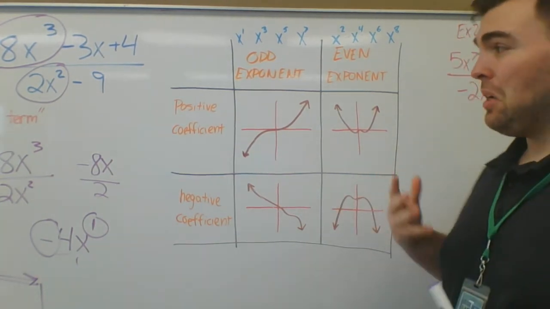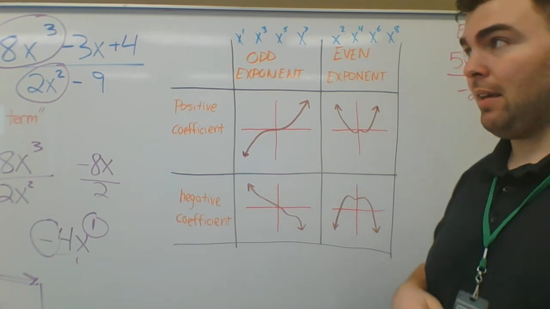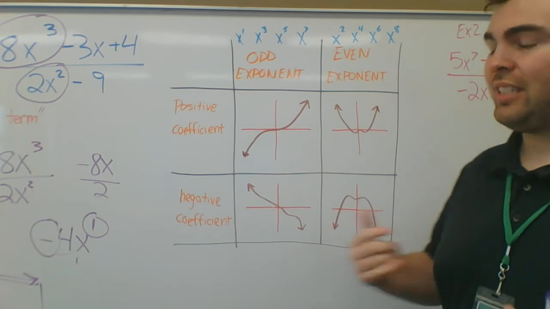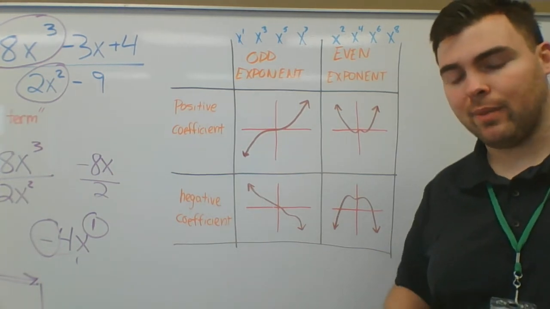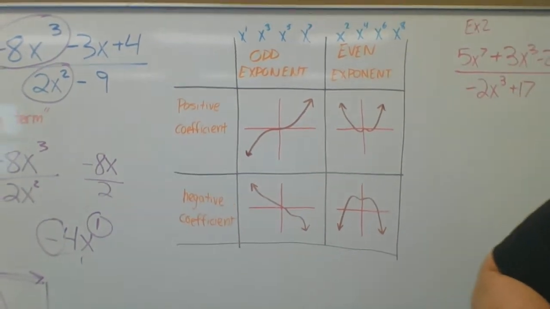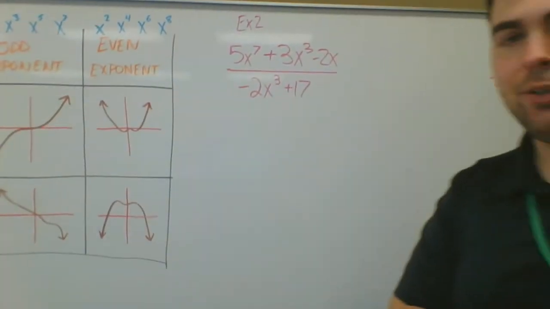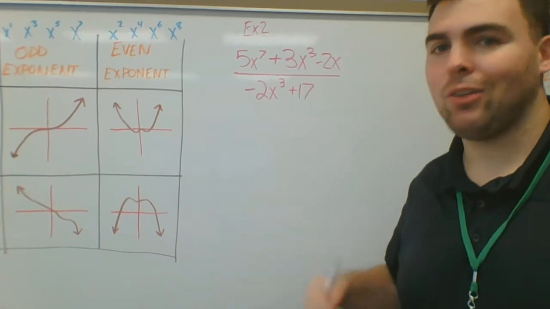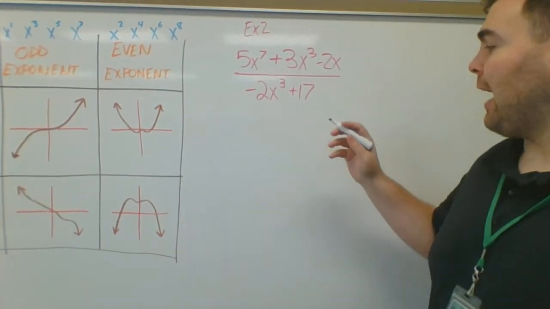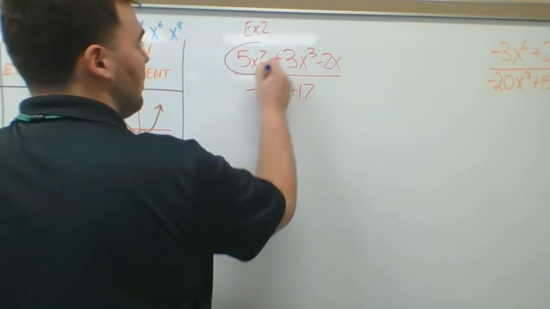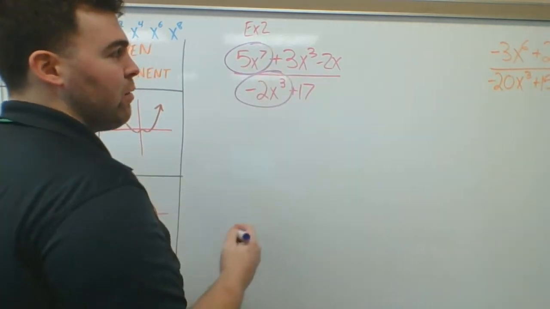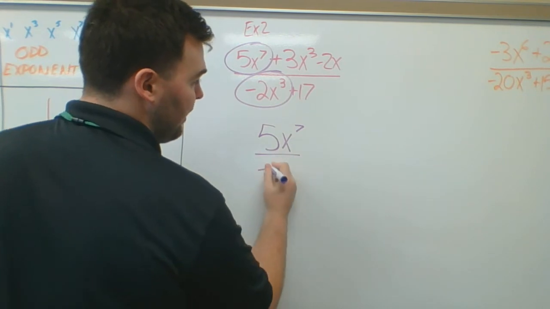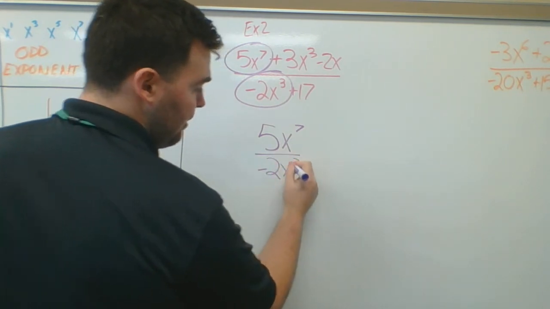If you have this chart, you can pretty much get the first half of this lesson pretty easily, okay? It just comes down to simplifying your leading terms, okay? Let's look at example two. So example two, I've got 5x to the 7th plus yada yada. I'm looking for end behavior, so I don't really care about the rest. I need to look for the simplified version of the leading terms: 5x to the 7th over negative 2x to the 3rd.